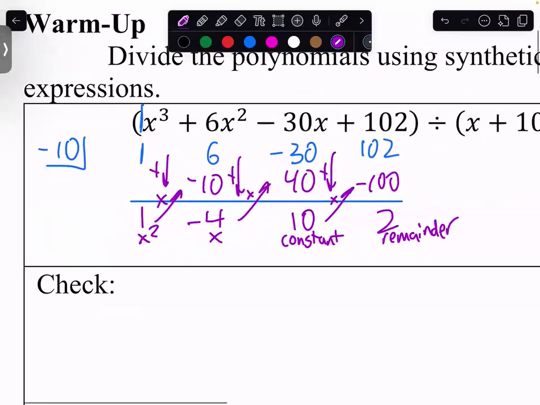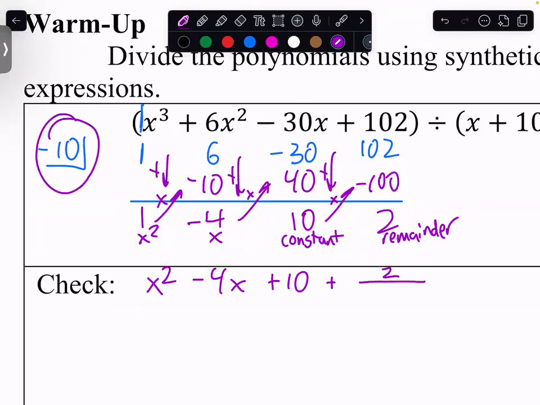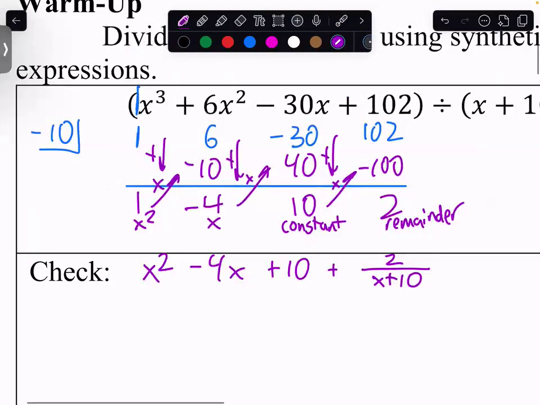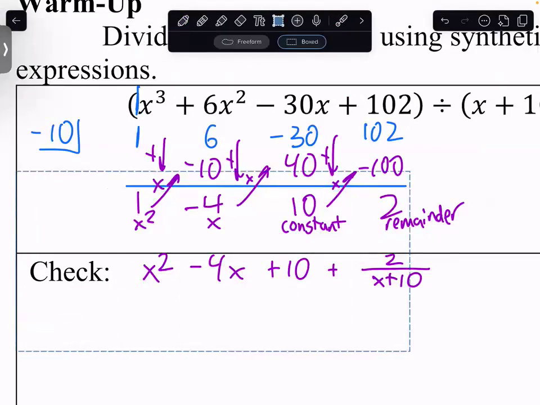Okay, so 1x squared, or just x squared, minus 4x. Positive 10 is the constant, so plus 10. And then because our remainder is not 0, we need to add the remainder fraction. The numerator is the 2. And then, sorry, not that. The thing you divided by is your denominator. Okay, so that's the answer that I came up with.